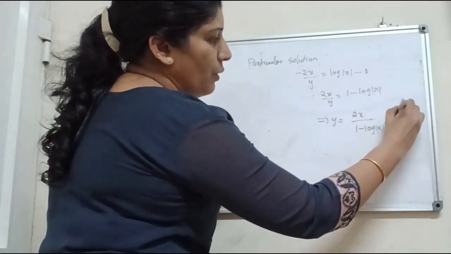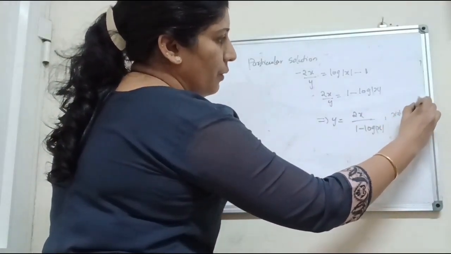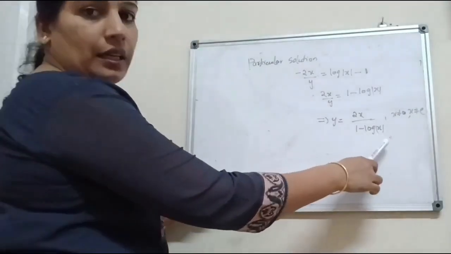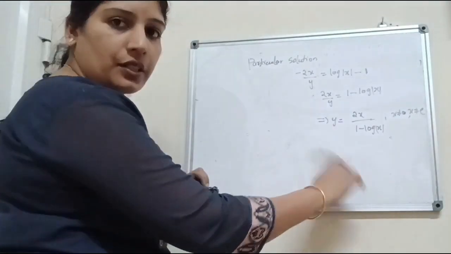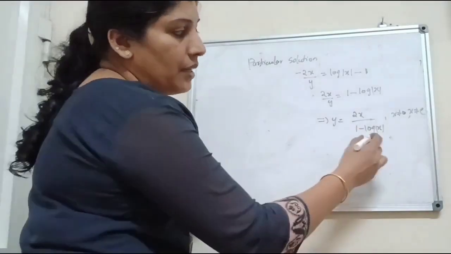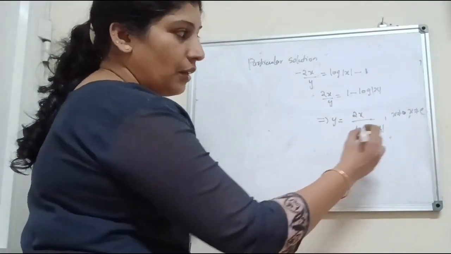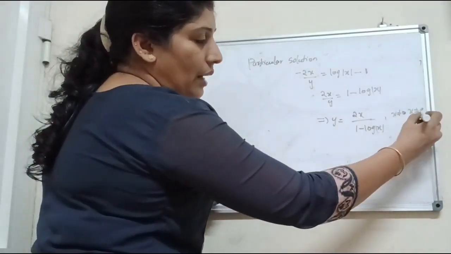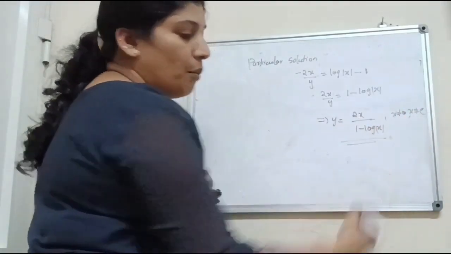Here, x not equal to 0 or x not equal to e. When x equal to 0, that is log 0, the denominator is 0. The function does not exist. When x equal to e, then log e, the value will be 1. Therefore, 1 minus 1, 0. Therefore, the function is not existing. Therefore, x not equal to 0 and x not equal to e. This is the particular solution.